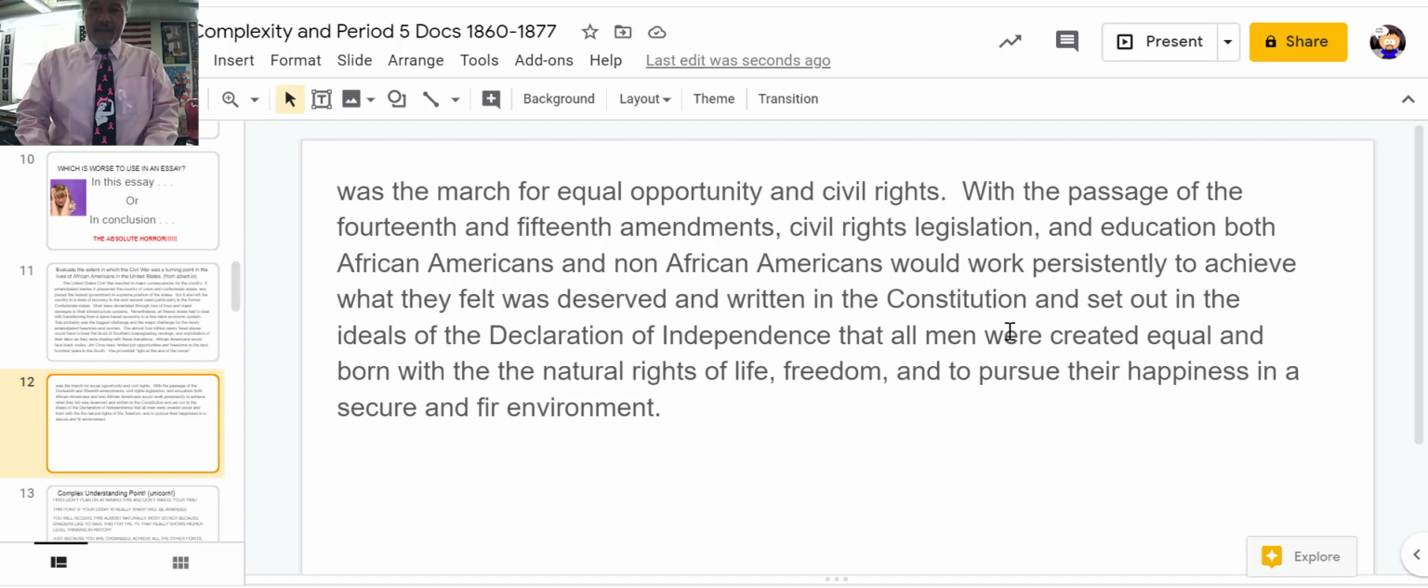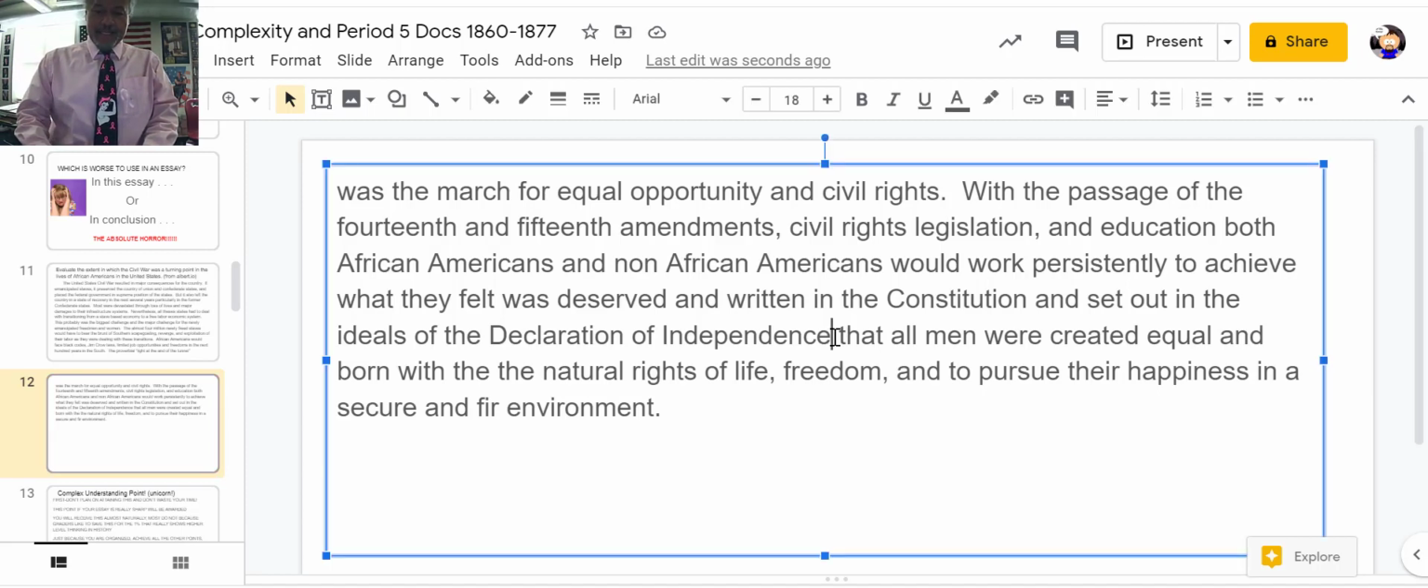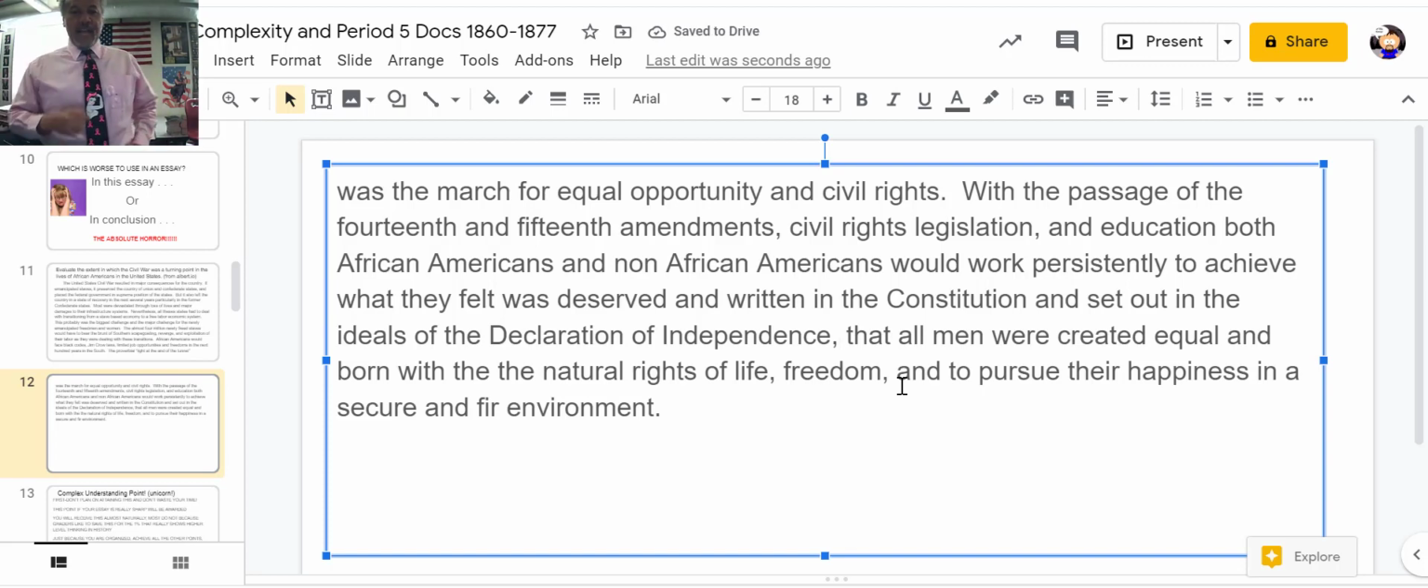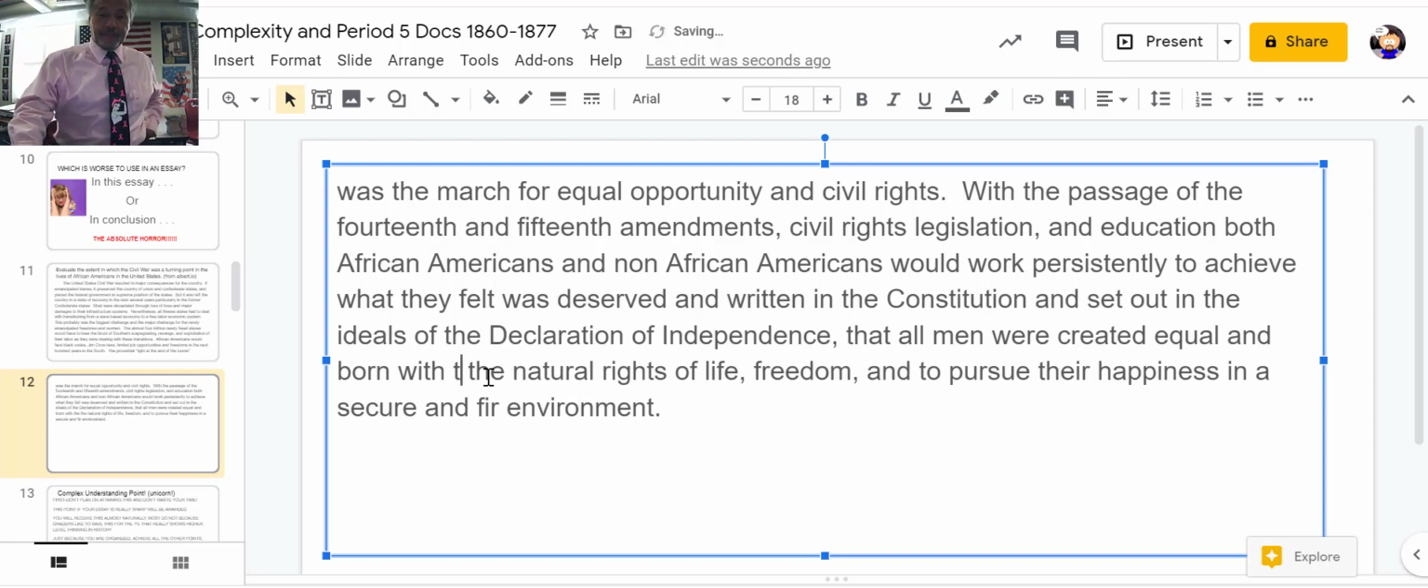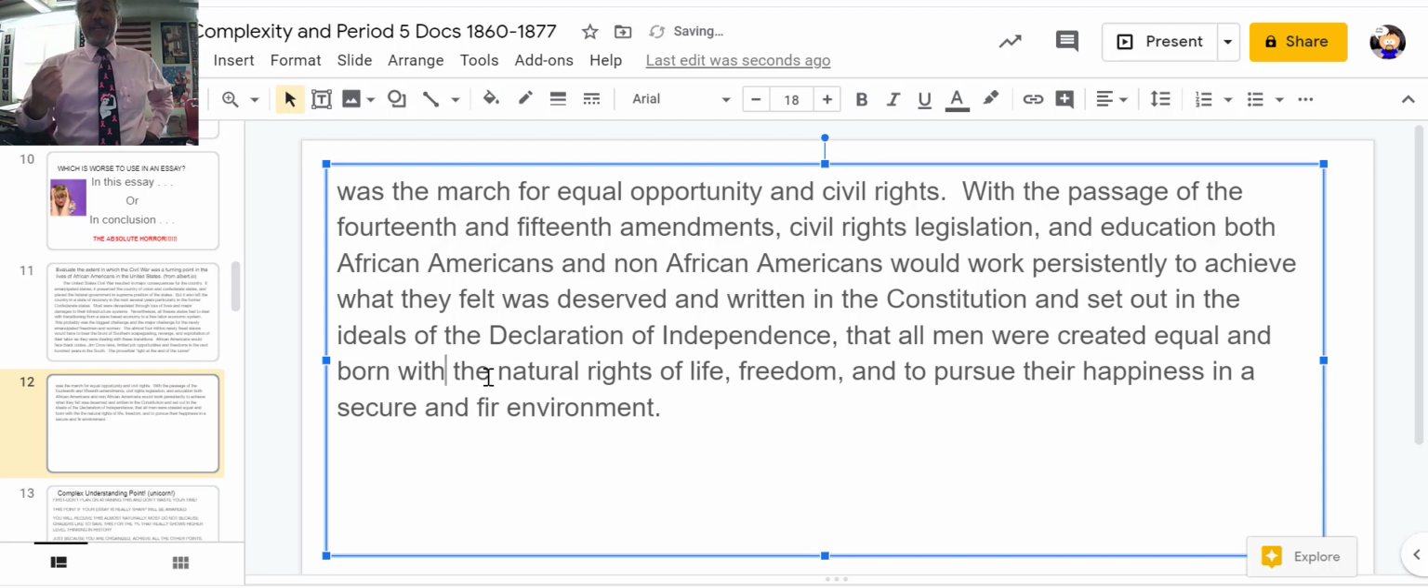All right, let me put a comma here. And I kind of paraphrased this. I did not use the direct "life, liberty, and the pursuit of happiness." I said that all men were created equal and born with the natural rights of life, freedom, and the pursuit of happiness in a secure, fair environment. I should say fair. So there happens in a secure and fair environment. There you go. There you have your conclusion.